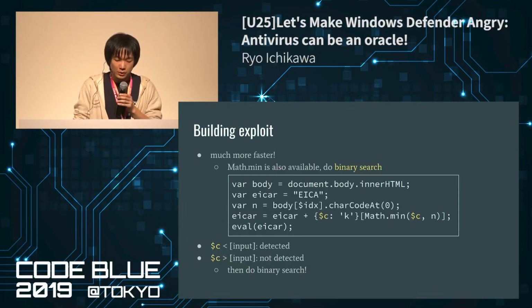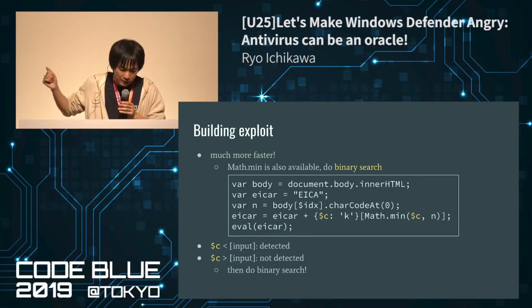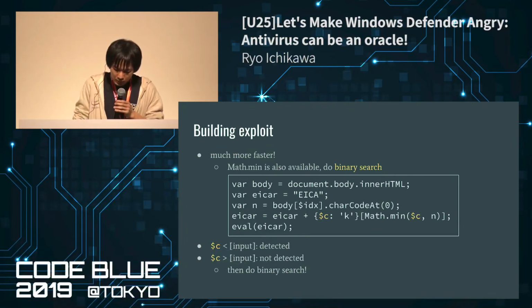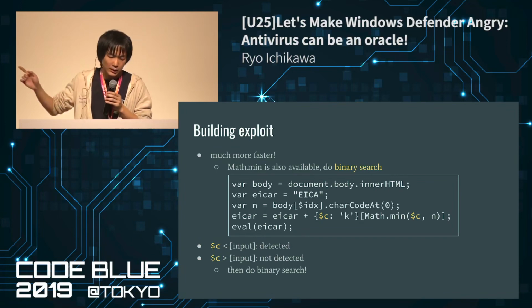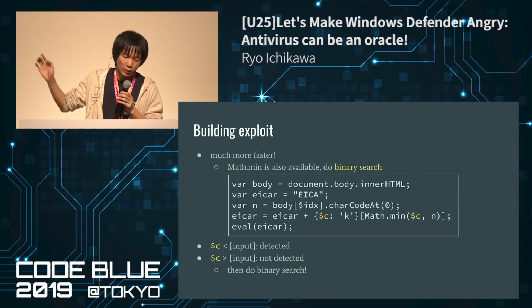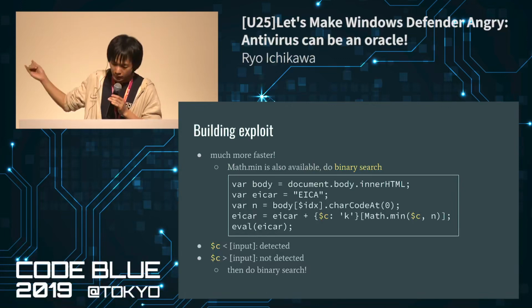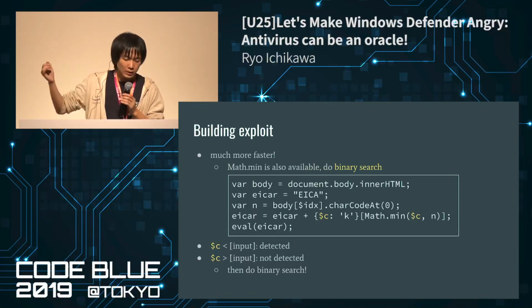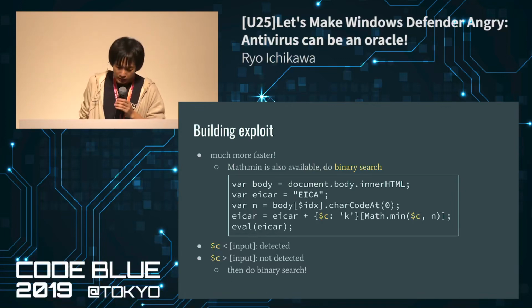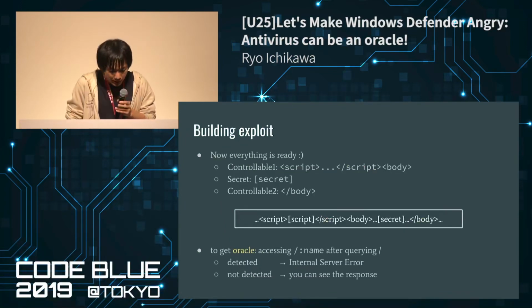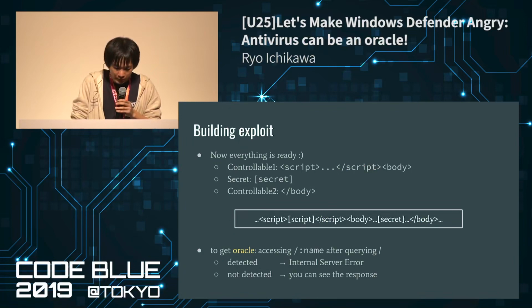Also, the Math.min function is available, so you can do a binary search like this. In this case, if the variable C is less than the input, it will be detected. If it's greater, it will not be detected. Then you can do a binary search. So now everything is ready.